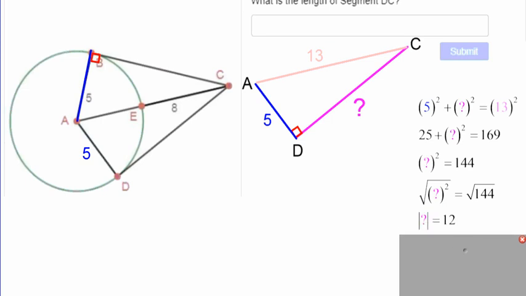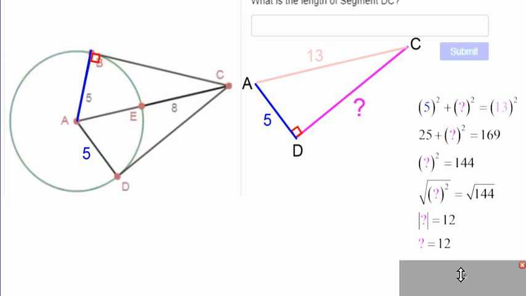Now remember, whenever you take the square root of something squared, you do get the absolute value that measures the distance from 0, which means you're going 12 units to the left of 0, which would be negative 12, and 12 units to the right of 0, which would be 12. Because this is a length, you cannot have it be a negative measurement, so we have to say that 12 is the side length representing CD, so 12 units.